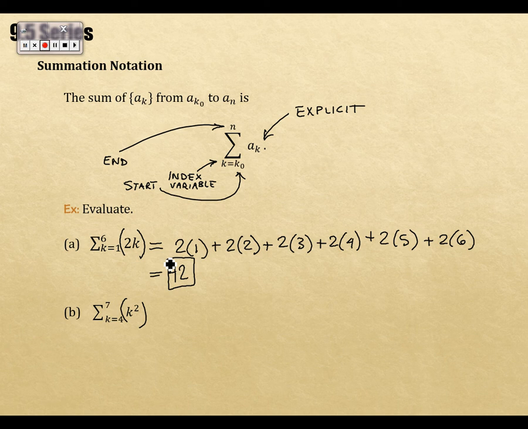7 minus 4 is 3, and then plus 1. Is that always going to work? It's kind of the fence post error, right? So we're always off by 1 here. 7 minus 4 plus 1 gives you the number of terms.